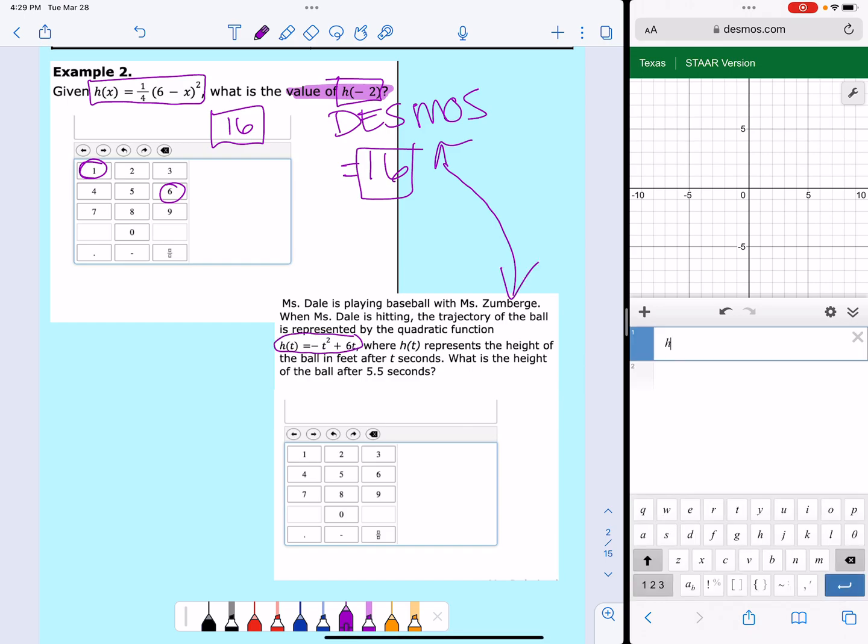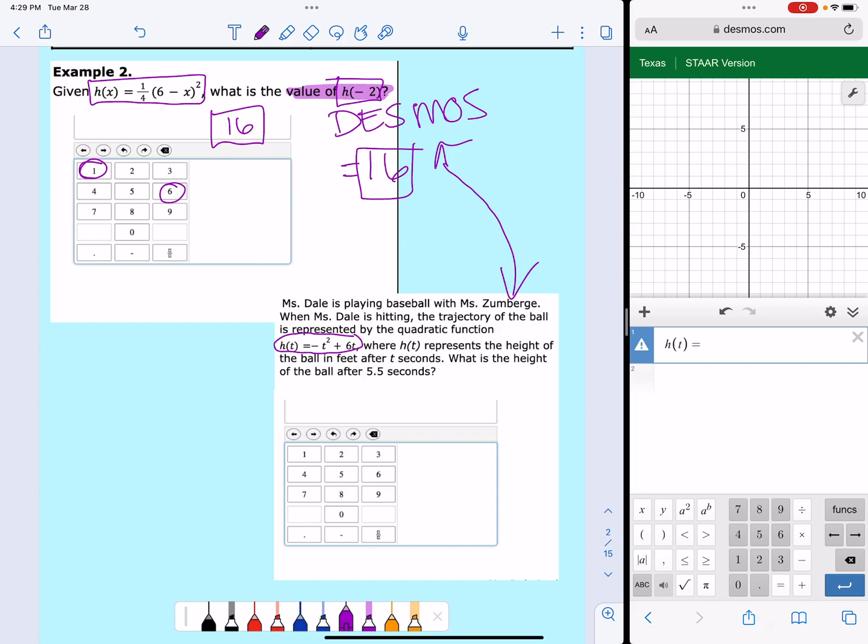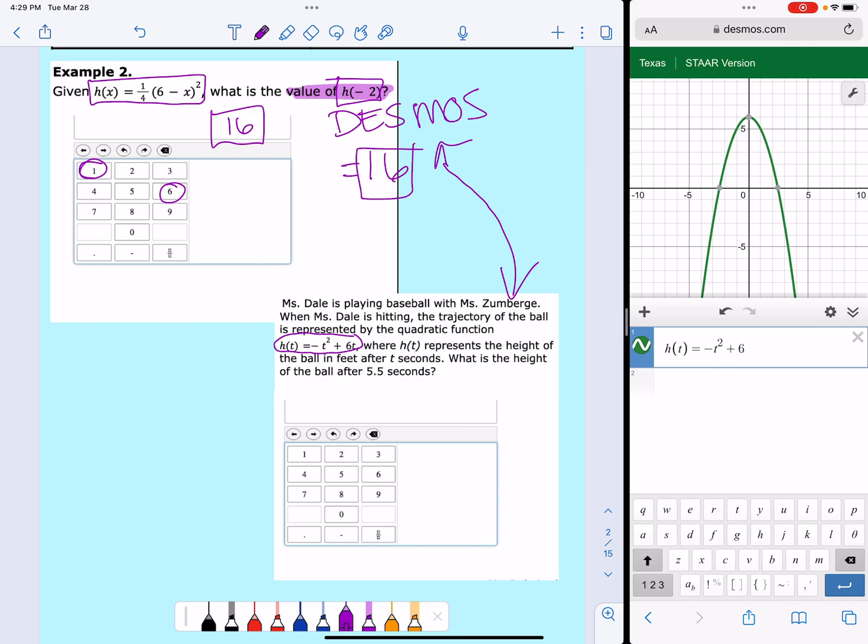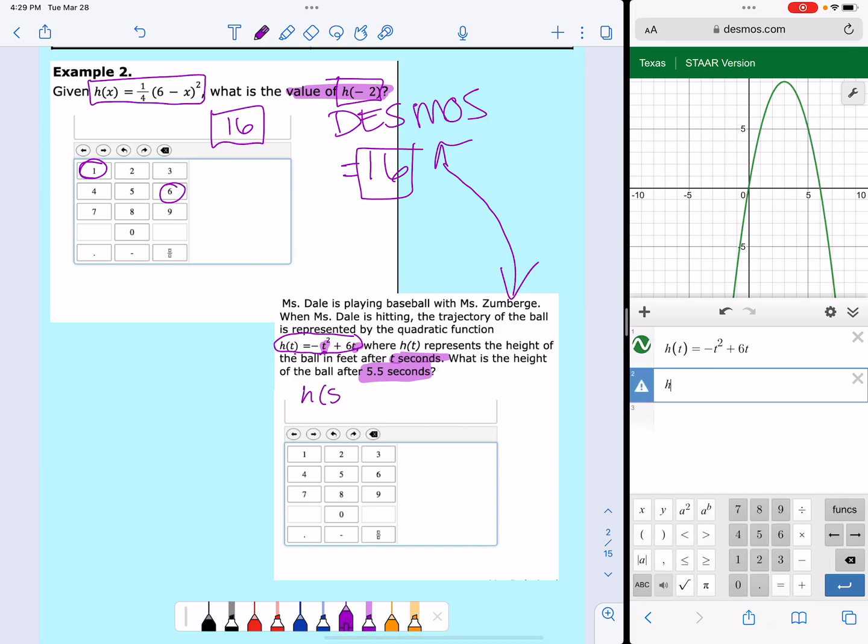We have h of t equals negative t squared plus 6t. Then I need to think, is this 5.5 seconds my t or my h? I know that t represents seconds and t is inside the equation. So it's technically our x value. So you could either do h of 5.5. That's one way to do this.